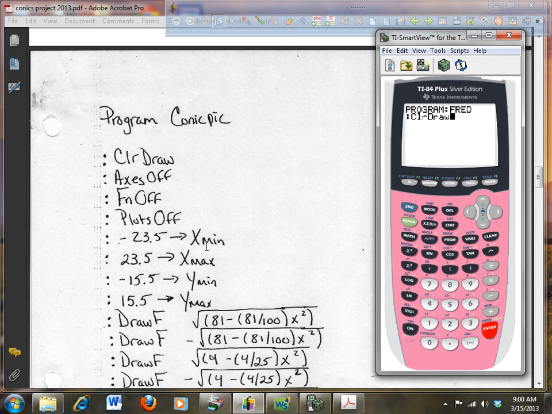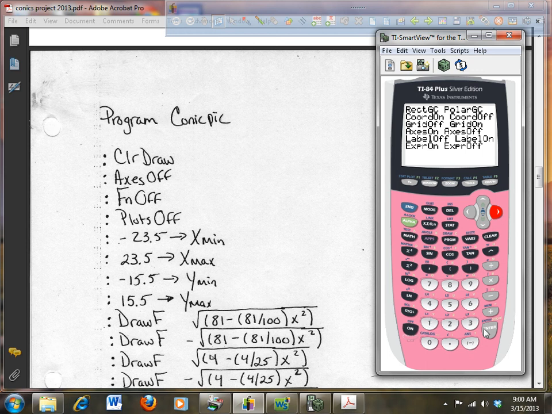Next, axes off. The place you get that is second format, and you want to turn axes off. That's in the format command. And all of these commands, if you forget where they are, you can go into the catalog and look them up alphabetically. The catalog is down at the bottom. It has all the commands in the calculator, but it's easier to search this way. If you're searching, and you type the letter above the number, it'll go to words that start with that letter.